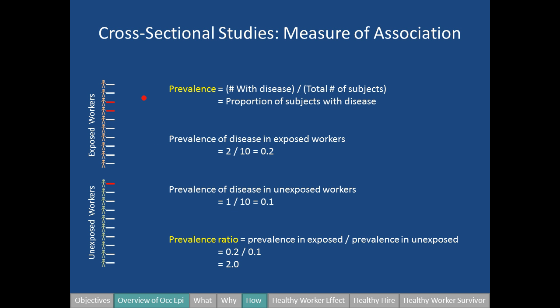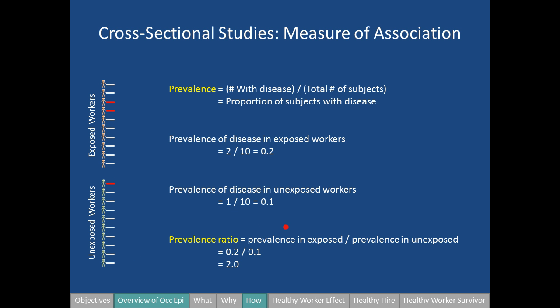So now we're going to calculate prevalence. This is our measure of association for cross-sectional studies. And this is the number with the disease divided by the total number of subjects. And so it's essentially the proportion of subjects with disease. So we're going to do this for the exposed group. And you have 2 out of the 10, so 0.2. The prevalence in the unexposed group, you got 1 out of 10, so 0.1.